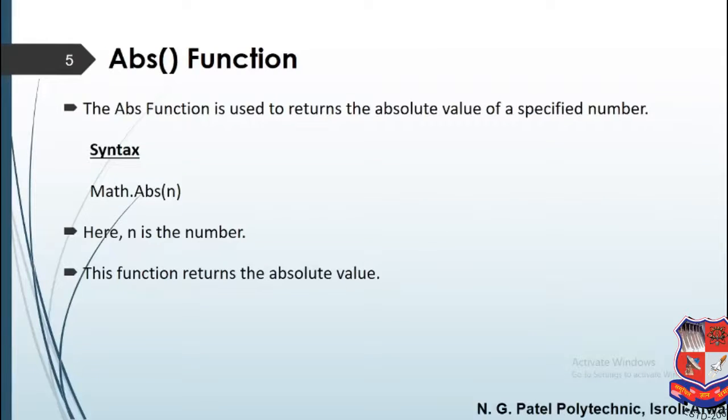First of all, the ABS function, which means absolute value. The ABS function is used to return the absolute value of a specified number. The syntax of absolute value is Math.Abs(n), where n is any number. This function returns the absolute value of n, where n is any positive or negative number.